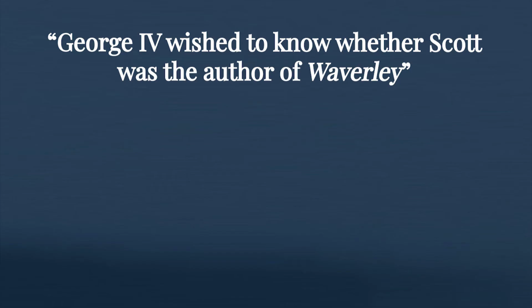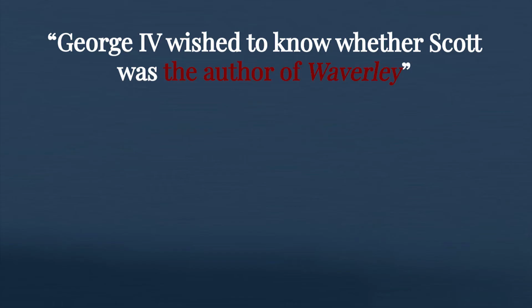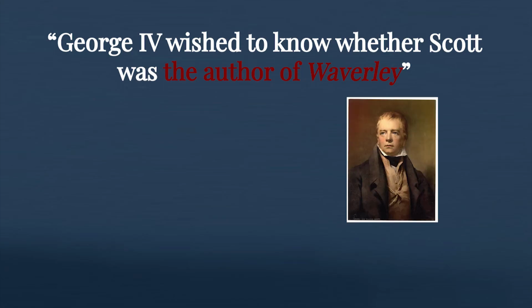The example Russell uses in On Denoting is the following. George IV wished to know whether Scott was the author of Waverley. In this sentence, the author of Waverley is a definite description that seems to denote Walter Scott. But if Walter Scott is what the author of Waverley means, then it seems as though it means the same as the proper name Walter Scott.